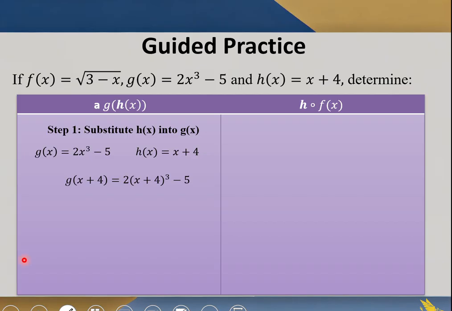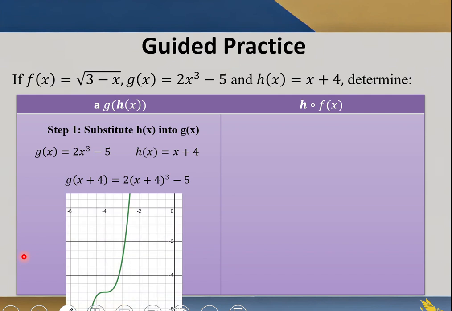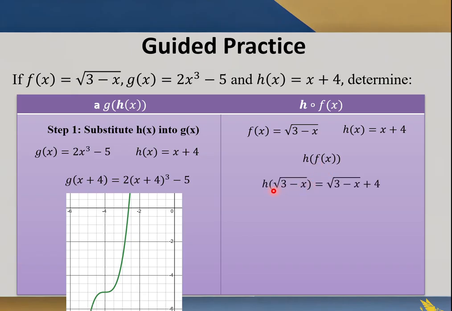Our next composite function is h of f of x. So f of x is square root of 3 minus x, and h of x is x plus 4. So again, we've got f of x first, so that is going to be grabbed and taken into our h function. That means the square root of 3 minus x has been substituted in, and it turns into the square root of 3 minus x, plus 4.